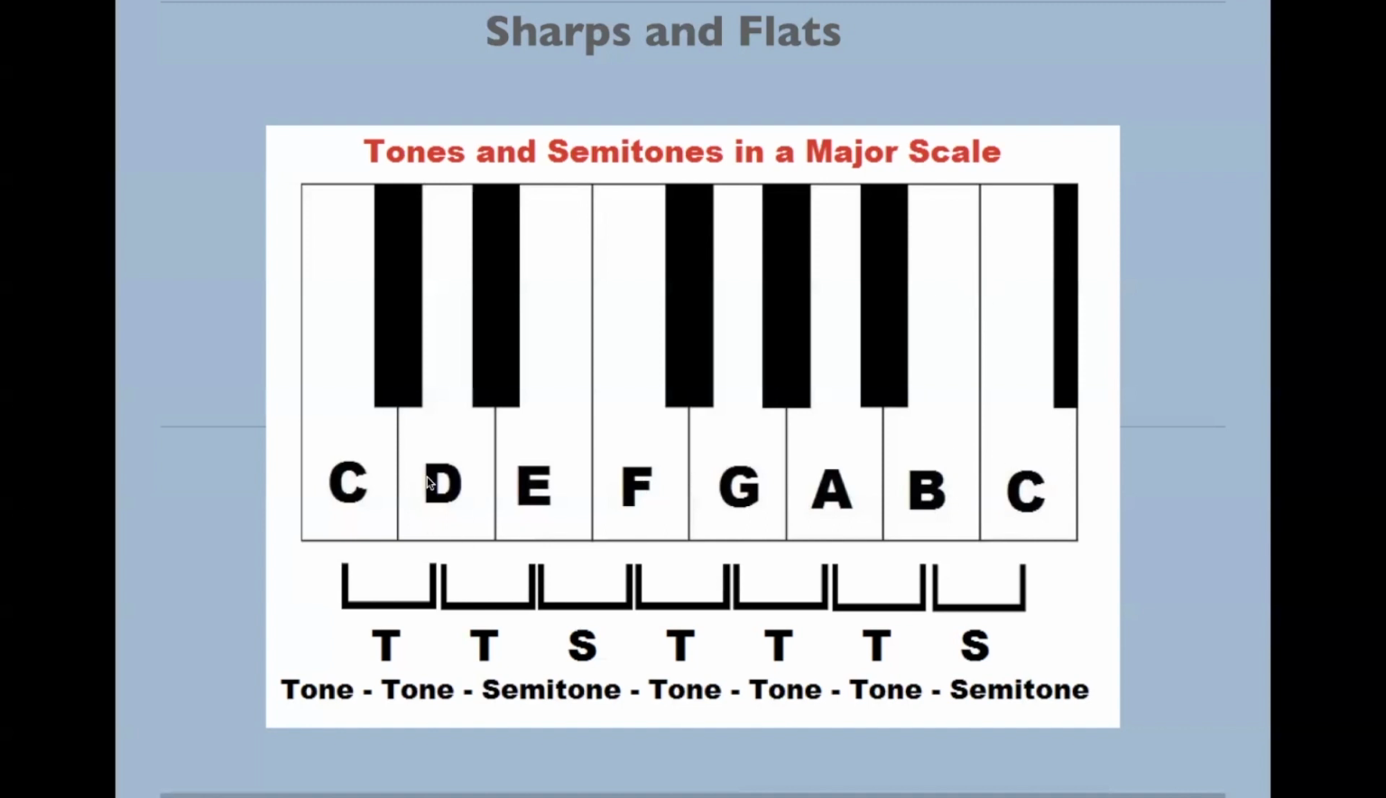So let's take C sharp and D sharp. That's a tone as well. Why? Because D's in the middle now. Once again, F sharp to G sharp, we've got G in the middle. So that's a tone as well. From that note to that note, G in the middle, that's a tone.